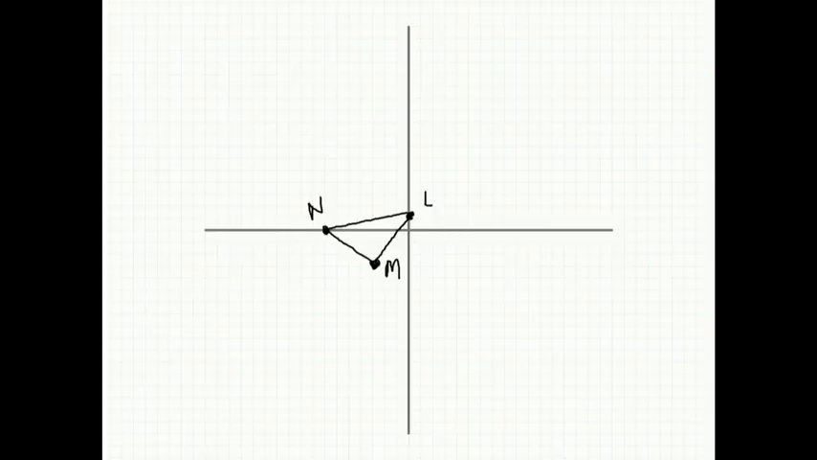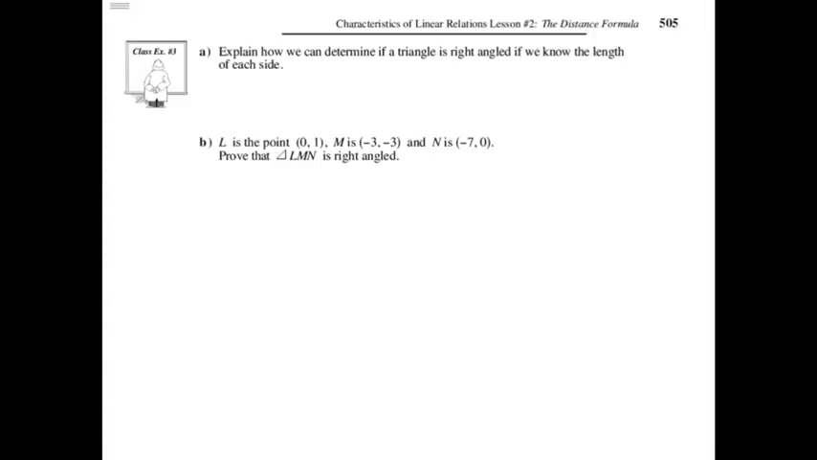In B, L is the point (0, 1), M is (-3, -3), and N is (-7, 0). I've drawn this right here so that you can see this. We have to prove that this triangle is right-angled. So what we're going to do is find the distance for each one of these sides. First, we're going to find the distance between L and M. We're going to use the distance formula.